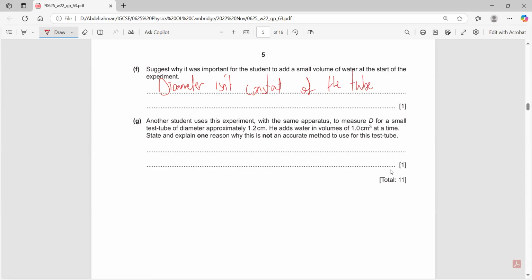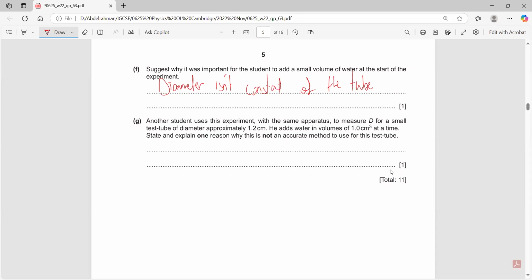That's one student. Another student uses this experiment with the same apparatus to measure D for a small test tube of a diameter approximately 1.2 centimeters. He adds water in volumes of 1 centimeters cubed at a time. State and explain one reason why this is not an accurate method to use for this test tube. The first student was adding 5 centimeters cubed. This student is only adding 1 centimeter cubed. Is it accurate? No, it's not accurate.